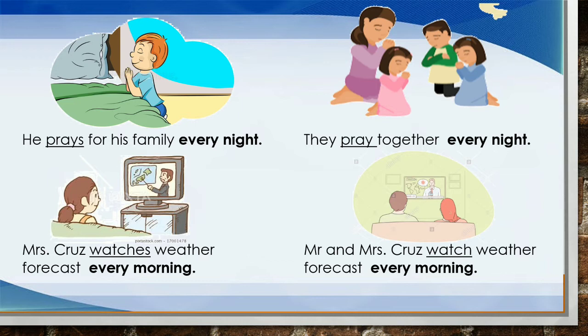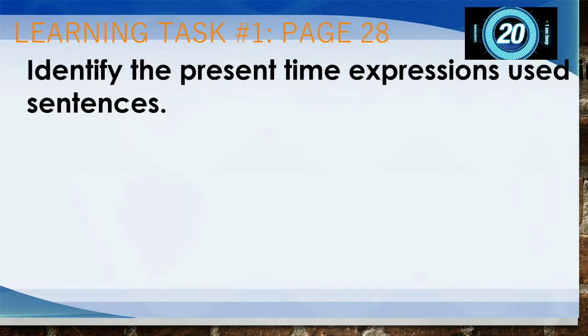Okay, next pictures. Mrs. Cruz. How many are watching the weather forecast? Only one. So we use the verb watches because Mrs. Cruz is only one. And in the next picture, we have Mr. and Mrs. Cruz, so it is a plural. So we use the plural form of the verb watch without es at the end. And it is also done habitually every morning.